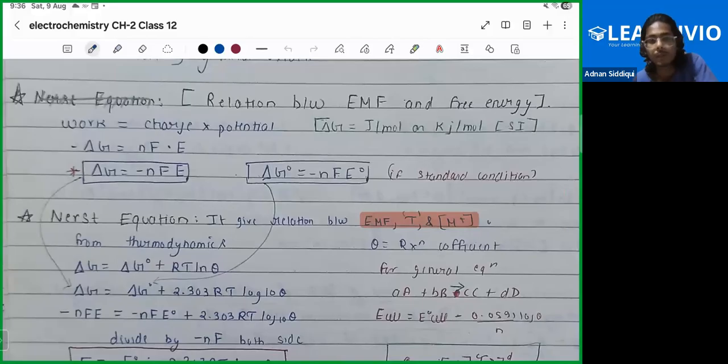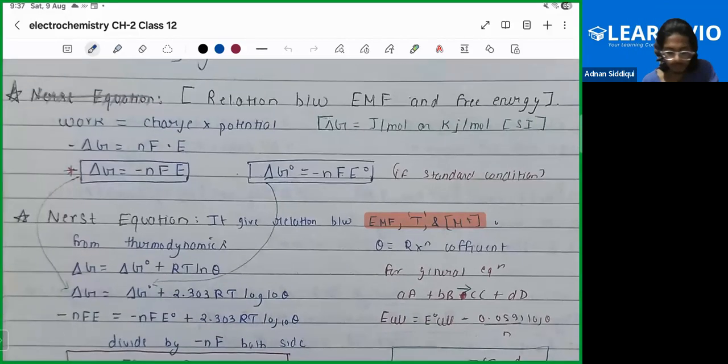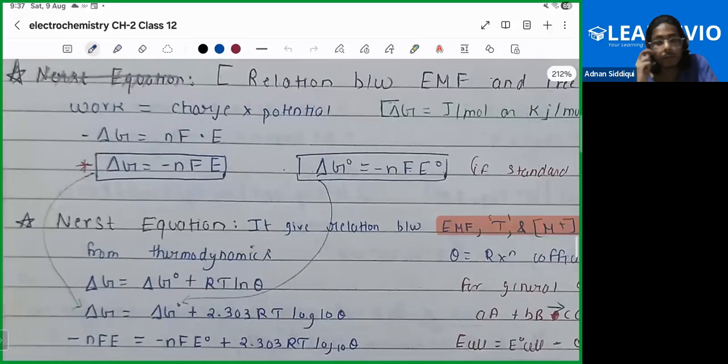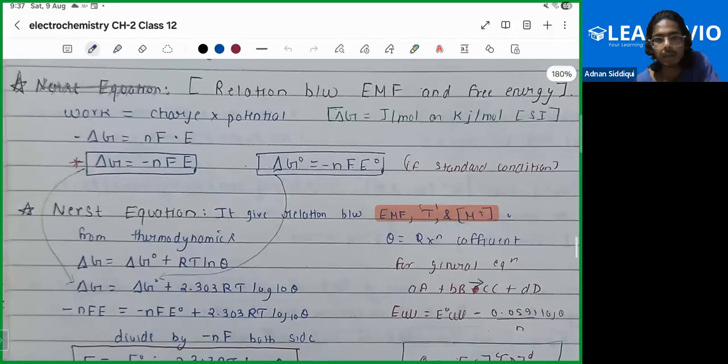Basically, we know what work is. Work is charge into potential. You might have heard it in your physics class, right? Work done can be related with any sort of energy. So if we are talking about Gibbs free energy, we can relate it in terms of work done as well. So I can replace my work with delta G, which is the change in Gibbs free energy.